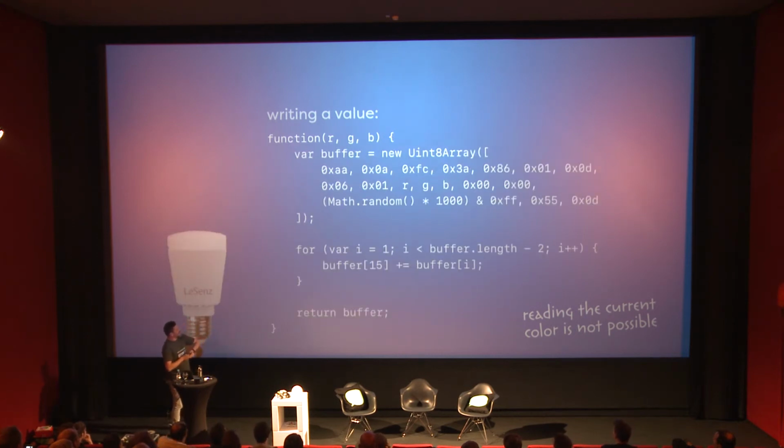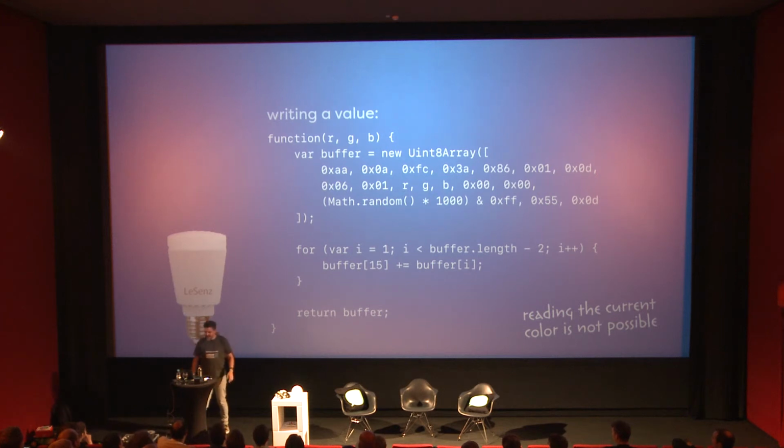This one is a little bit weirder, because every message has to be different, so there has to be a random number in there, and then you have to calculate a checksum to make sure it's actually valid. This is, again, really weird. And the worst part of this is you can't actually read the current color. So you can only set it, but you don't know if it actually worked. You don't get any feedback, and you can't read it, so you can't check yourself either.